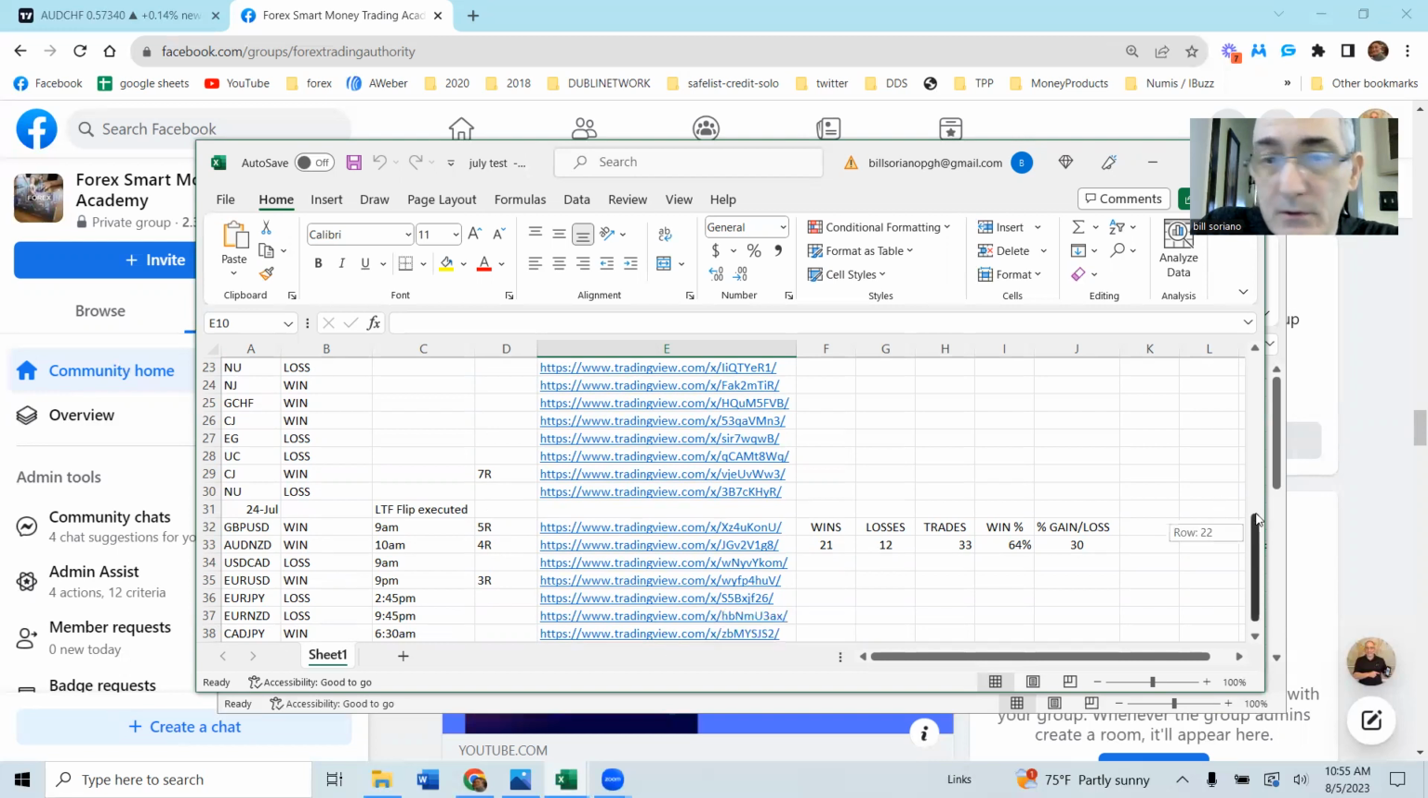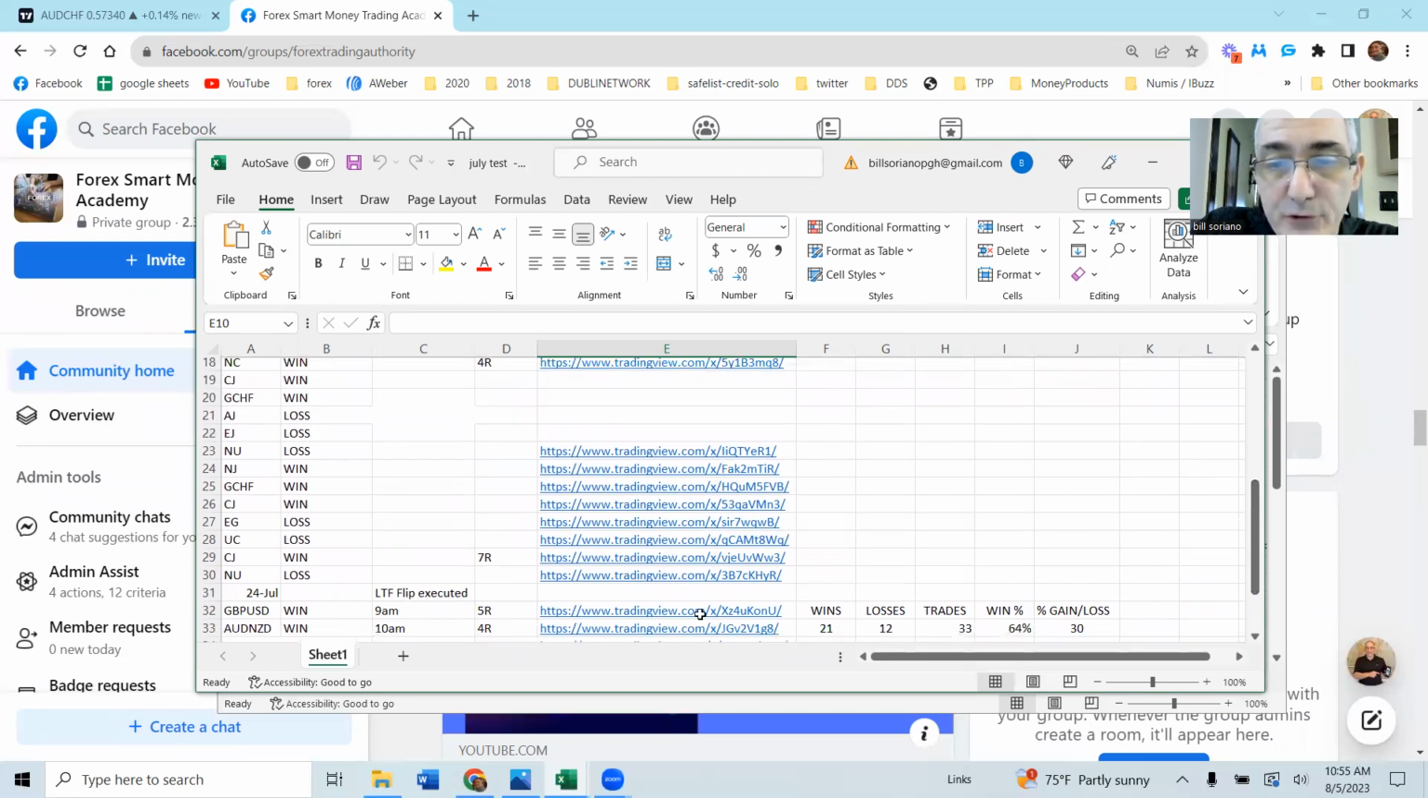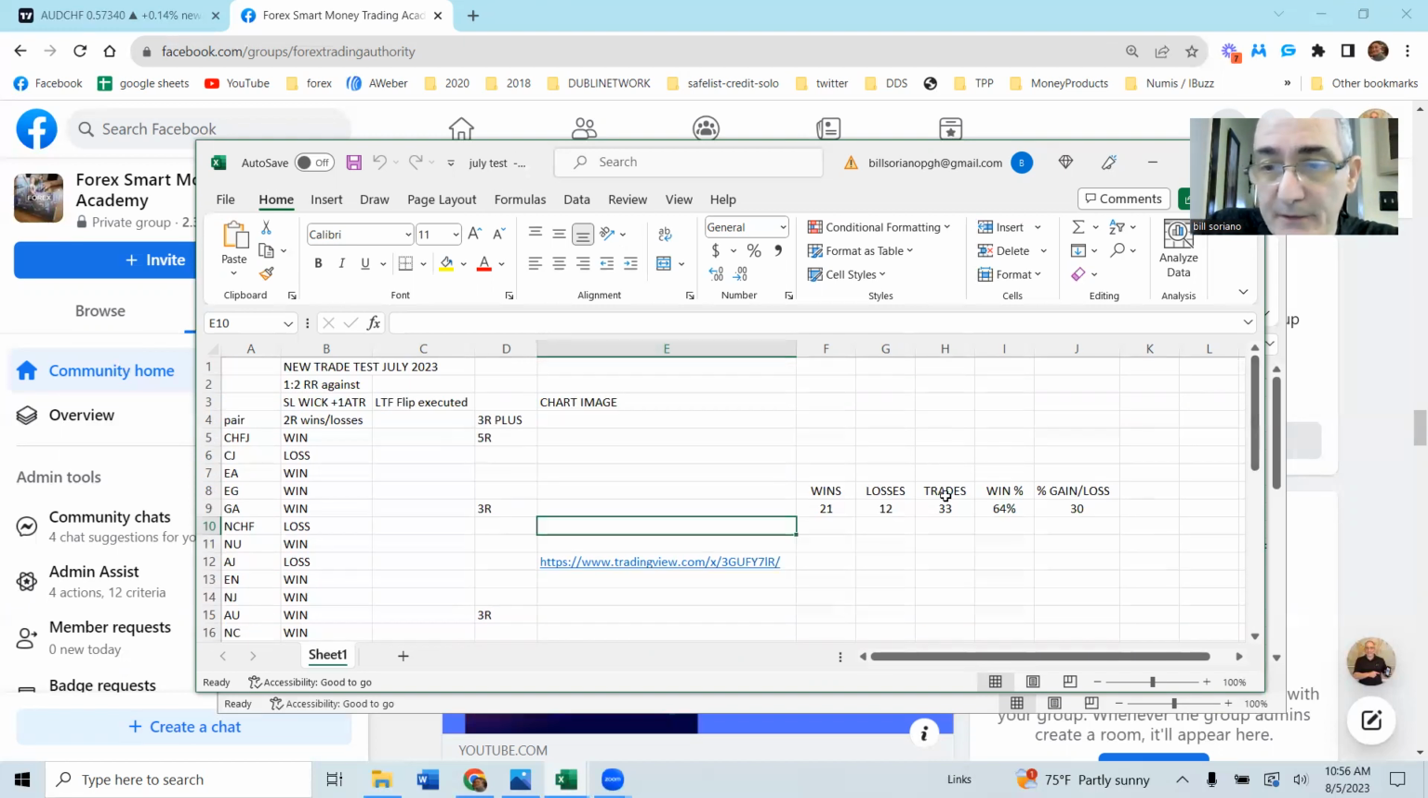And then I put an image here from TradingView, and that's the finished image showing that trade, right? I also post them in the group. But here, we'll have a document every month that we can actually look at and reference, okay? But again, for the month of July: 21 wins, 12 losses, 64% win rate, and a 30% gain on our trading account. Again, if we were able to take all those trades, right?